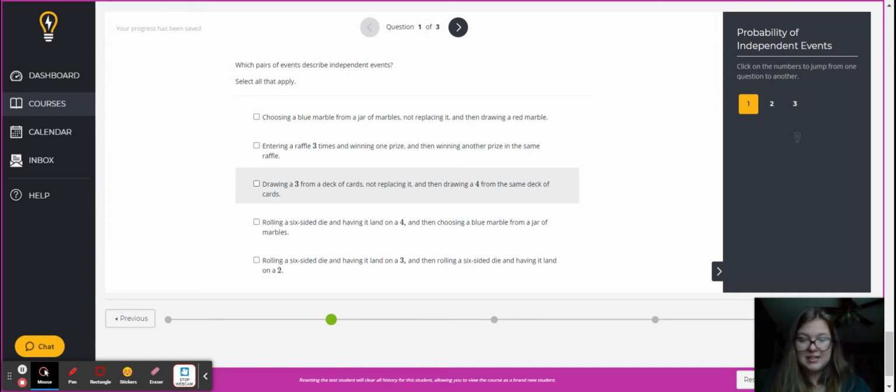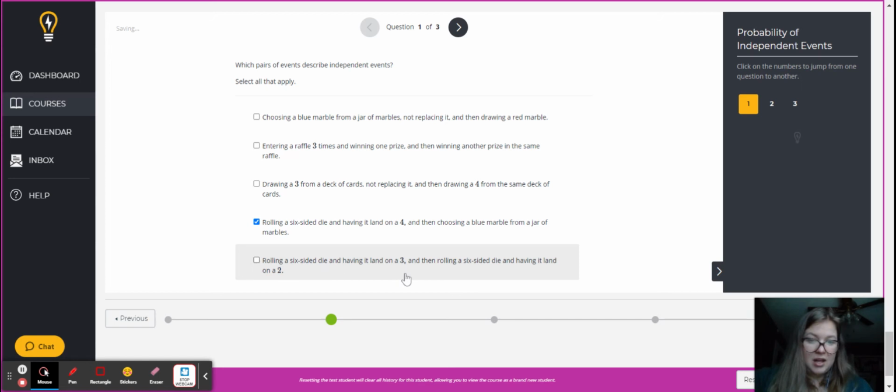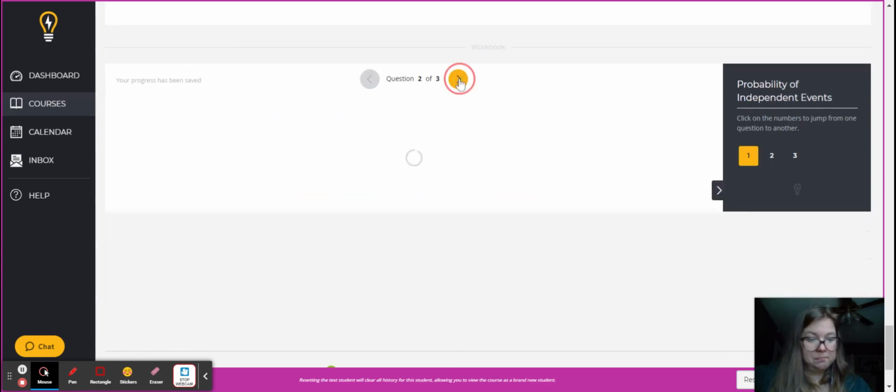Rolling a 6-sided die and having it land on a 4, then choosing a marble from the pack. Totally different. Rolling a 6-sided die on a 3, and then rolling a 6-sided die and having it land on a 2. So not replacing it, that's the thing, not replacing it. And if you won a prize, they're not going to put your name back in and you win a prize again, though that would be awesome. Okay, next question.